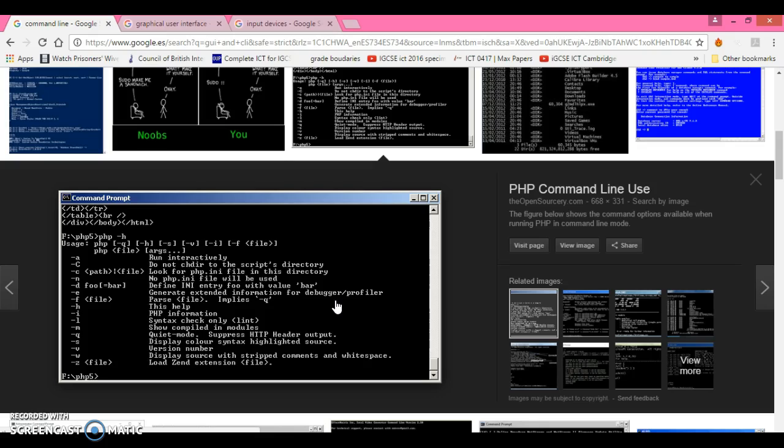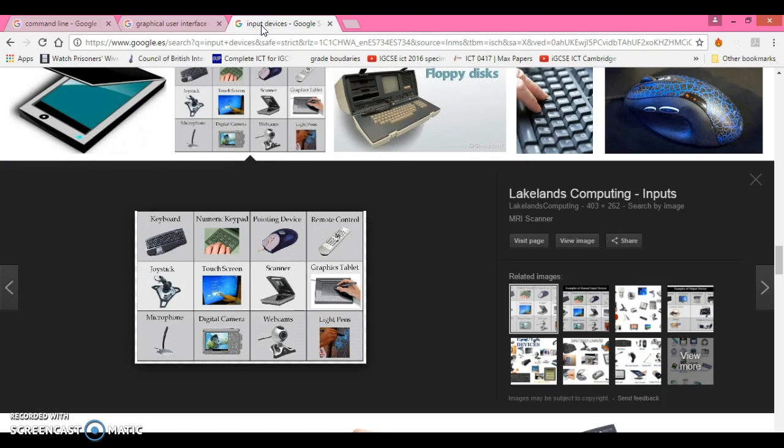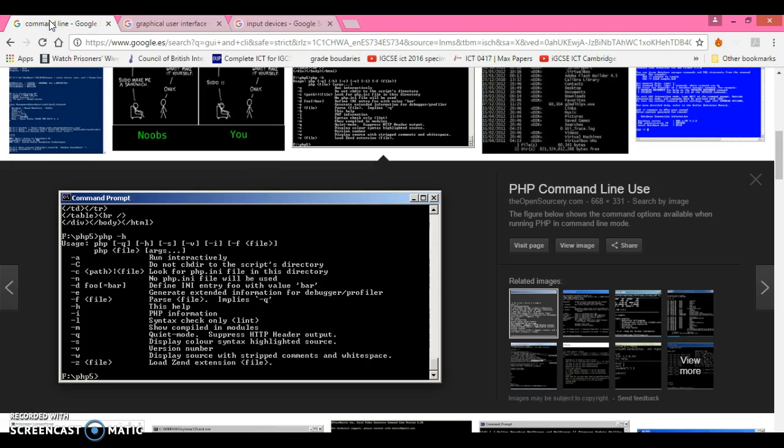What would you use to put data into the computer for that user interface? So remember your input devices. Here are some input devices: keyboard, numeric keypad, pointing device, remote control, joystick, touchscreen, scanner, graphics tablet, microphone, digital camera, webcams, light pens. These are all things that we use to put data into a computer. And output devices are what data comes out of the computer, so that could be your monitor, projector, speakers. So looking at that interface, what would you use?